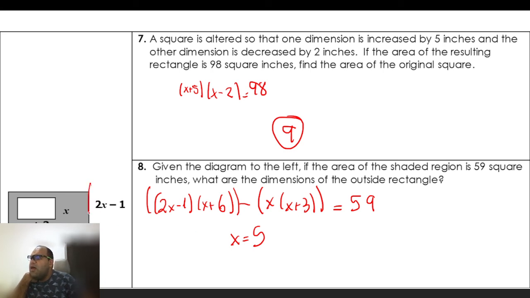They're looking for the outside rectangle, this measure. 5 plus 6 is 11, and 2 times 5 is 10, 10 minus 1 is 9 inches. Great.